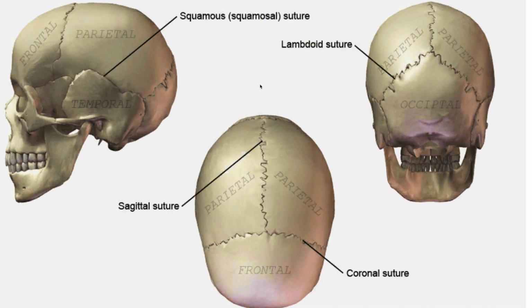That's a sagittal cut, so that's like right down the middle. Okay, so the sagittal suture creates the border between the two parietals.